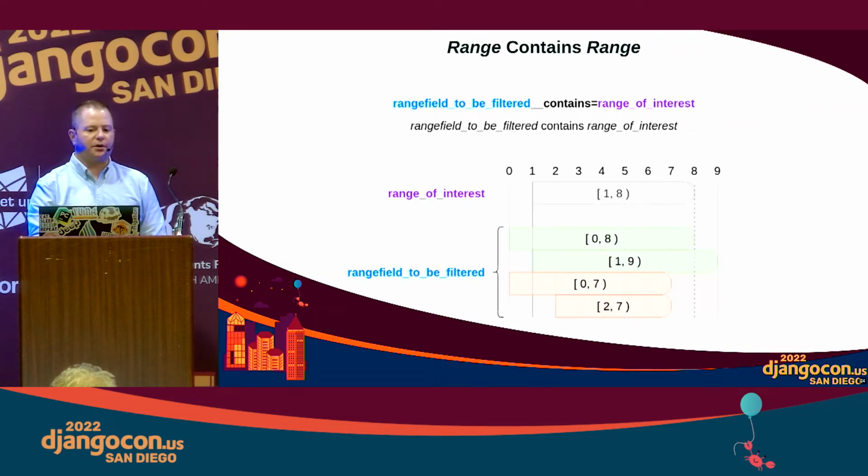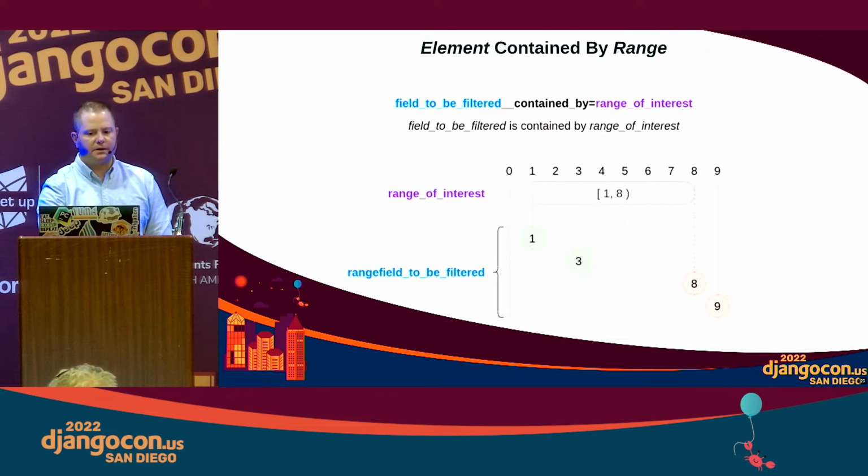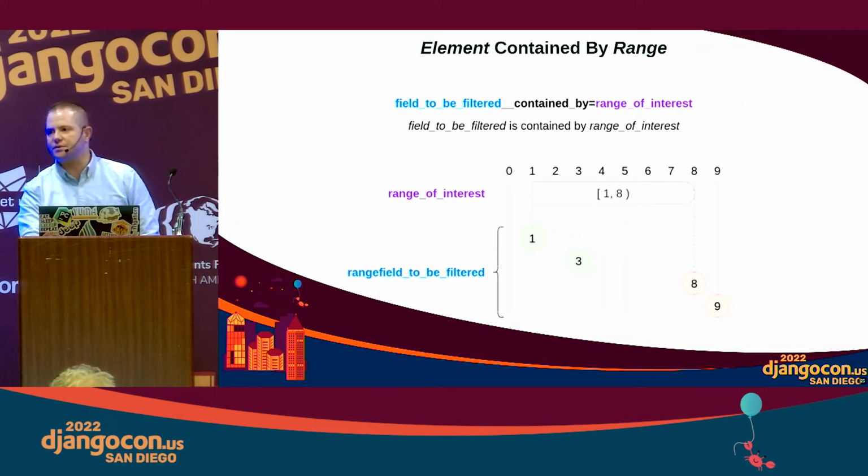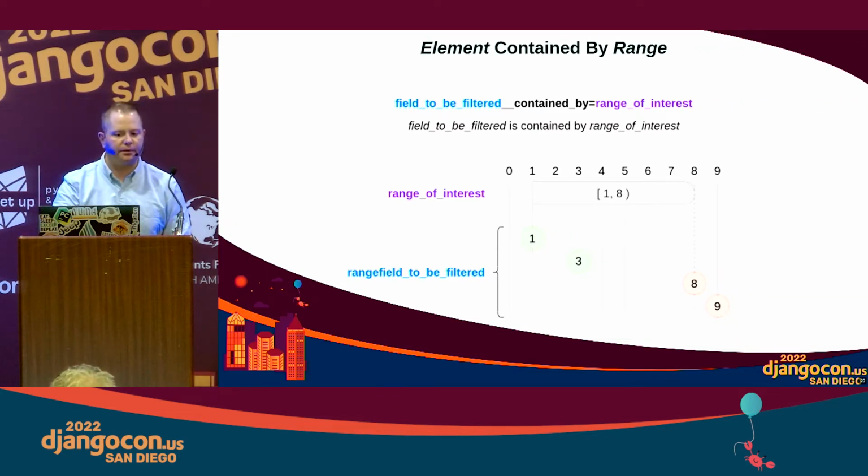Like I mentioned, you can also use contains with a range. So in this case, a range containing another range. And then contained by just reverses that relationship. So in this case, we're looking for anything that's within the range of 1 to 8, with 8 being excluded.